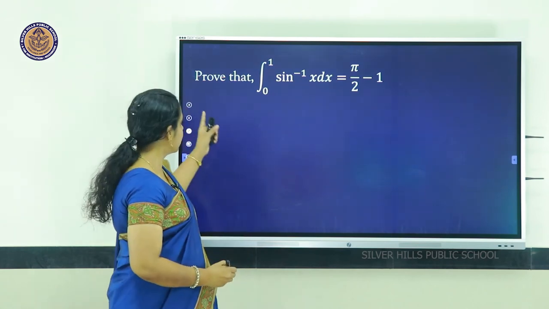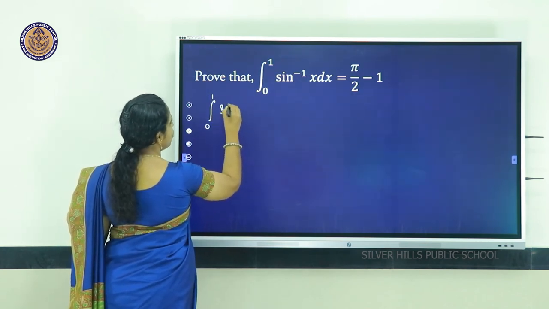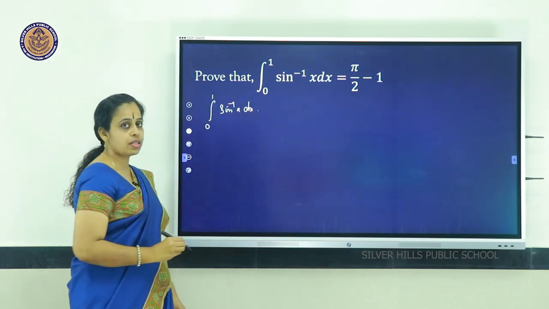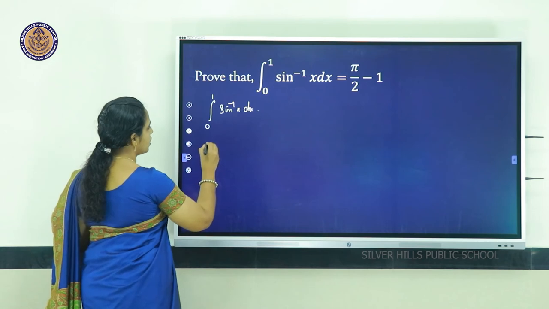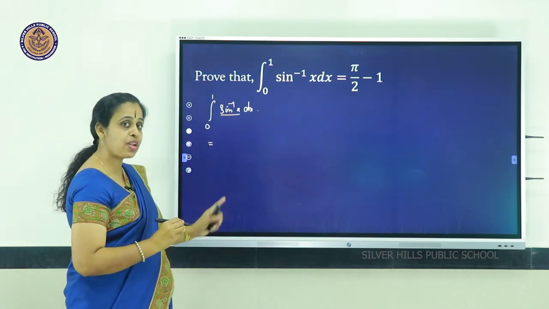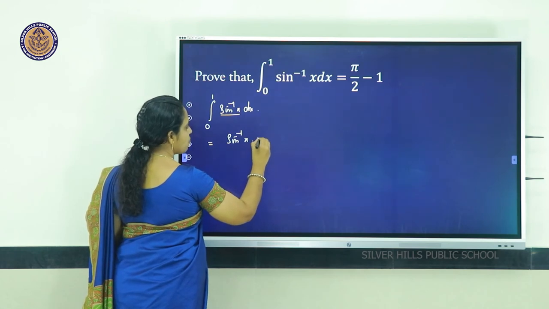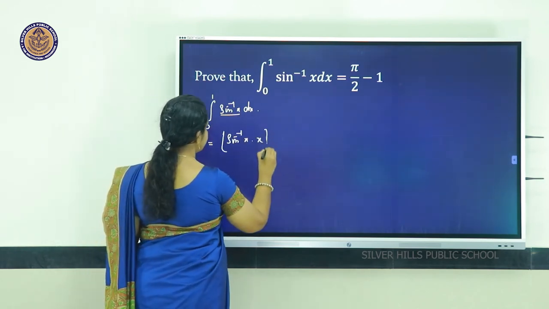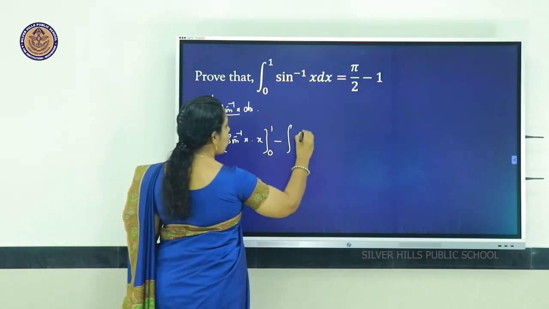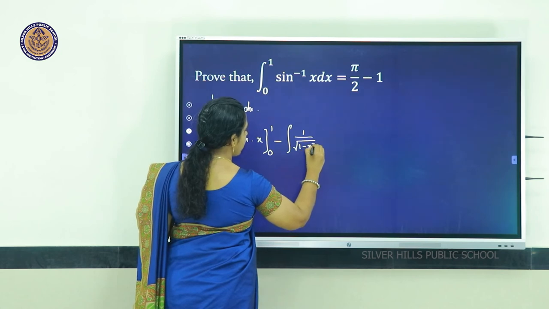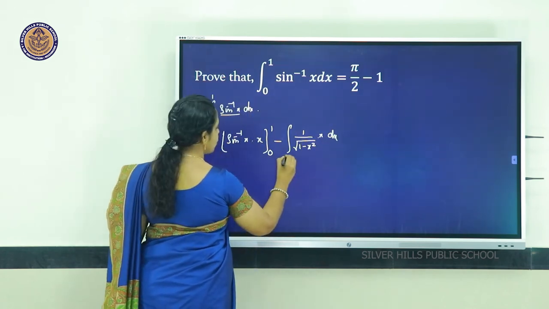Coming to the next question, this is also prove that. Let us take the integral 0 to 1 sine inverse x dx. This is also an inverse function. You have to apply integration by parts, with the inverse function as first function and 1 as the second function. Sine inverse x, first function, into integral of second, x, minus integral of derivative of sine inverse x, which is 1 by root of 1 minus x square, into integral of 1, x, dx, limit 0 to 1.